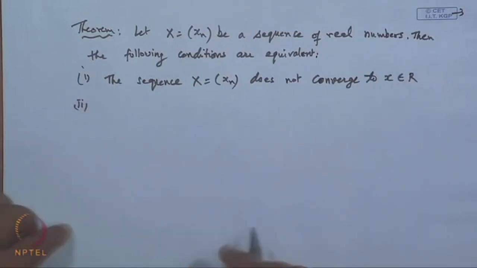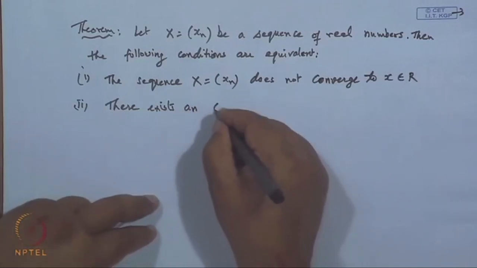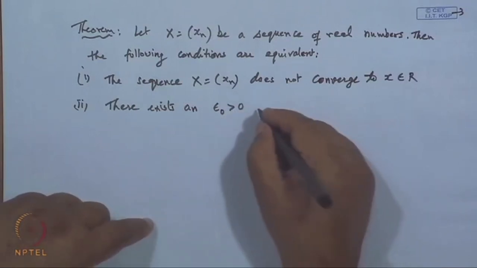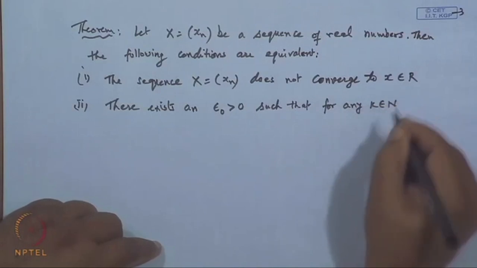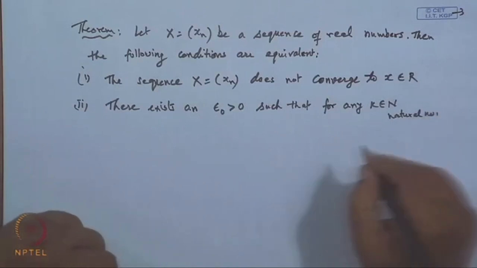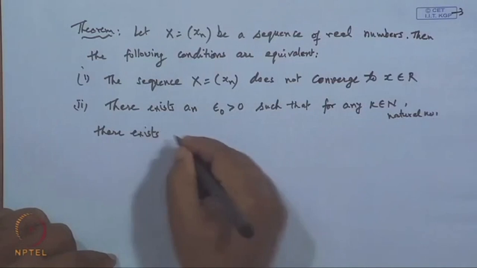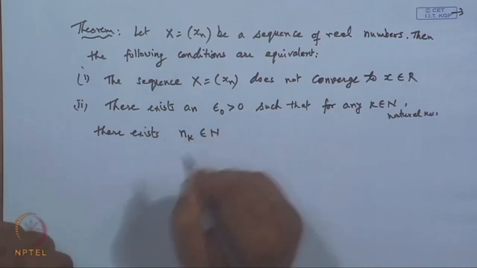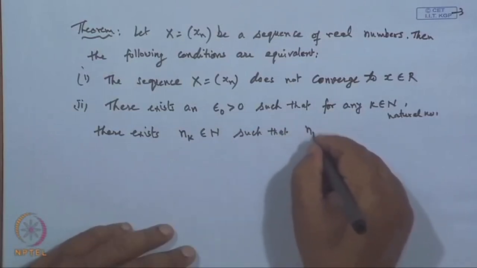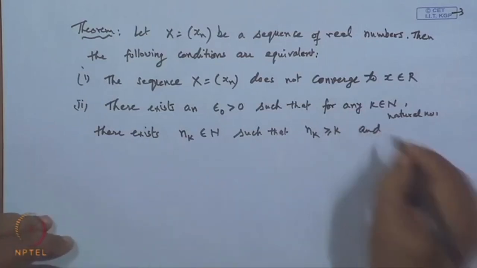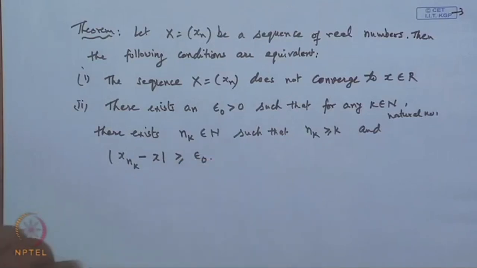The second criterion is that there exists a positive epsilon_0 greater than 0 such that for any k belonging to N, the set of natural numbers, there exists n_k, a positive integer belonging to N, such that n_k is greater than or equal to k, and mod of x_{n_k} minus x is greater than or equal to epsilon_0.